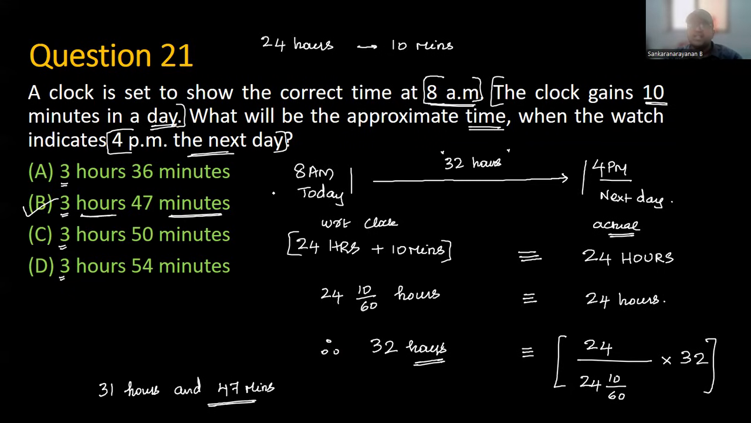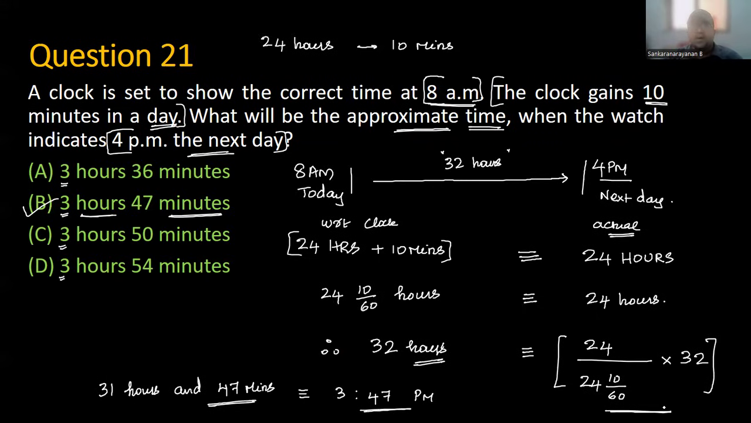When you are considering, you will get it as 31 hours and 47 minutes. 31 hours and 47 minutes from 8 a.m. today, I can say this will be equivalent to 3 p.m. Okay, I'm considering 8 a.m. So 3 and 47, 3:47 p.m. That would have been the actual time. Okay, the approximate time, the actual time, when I say the approximate time, that's what this calculation gives you. So option B will be my final answer.